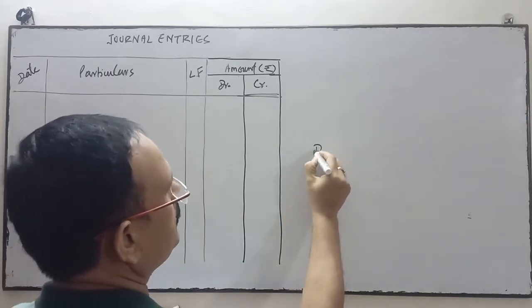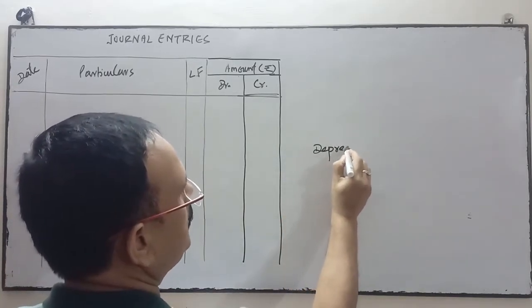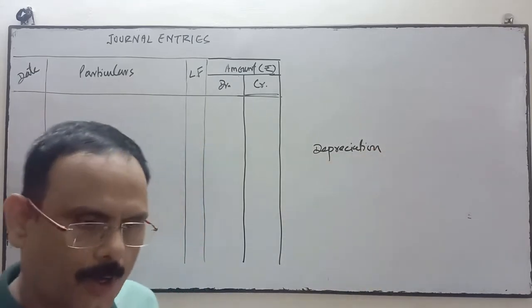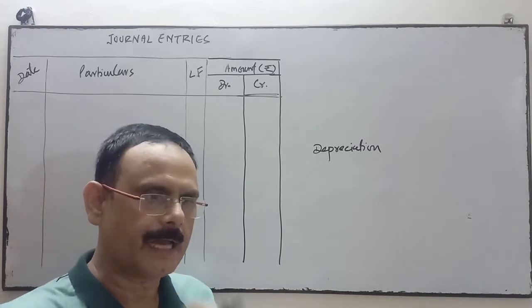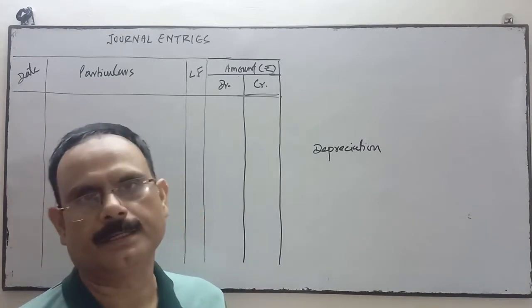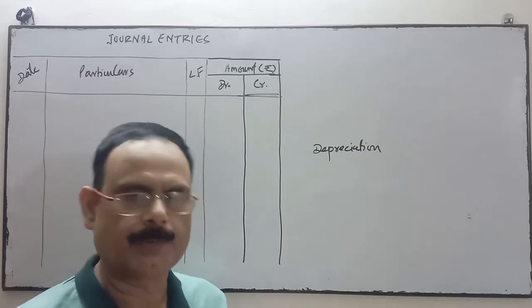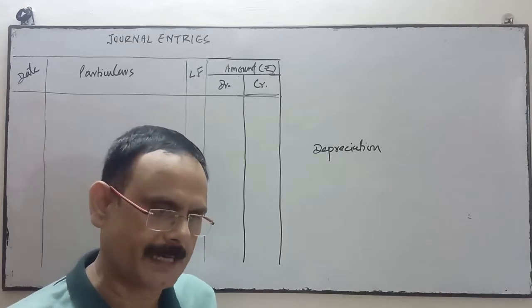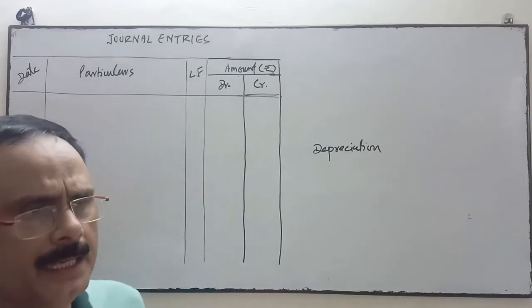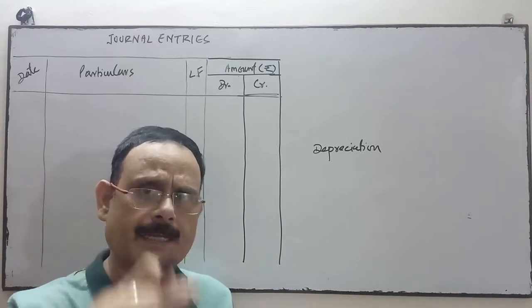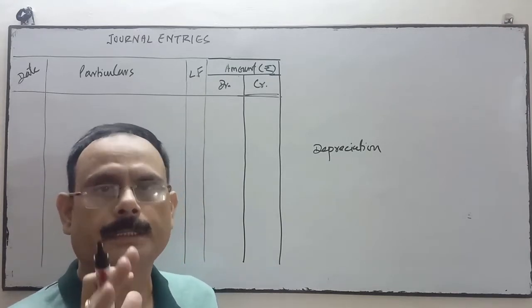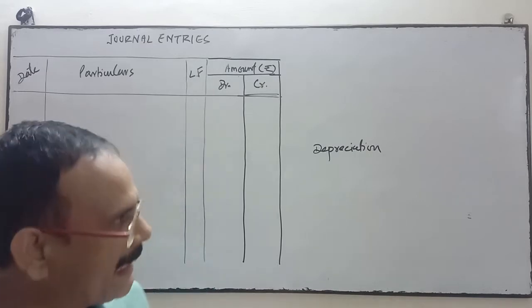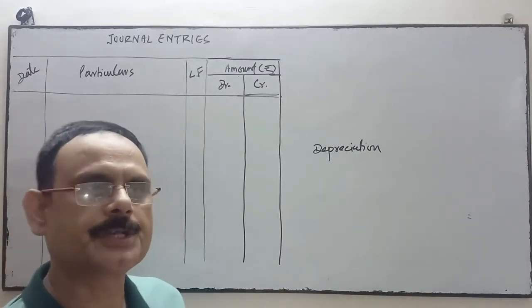So depreciation, you know what is depreciation? Depreciation means fall or decrease in the value of assets due to any reason, maybe continuous use, maybe passage of time, maybe accident, maybe change of technology, whatever the reason may be. If the value of assets decreases, this is called depreciation.